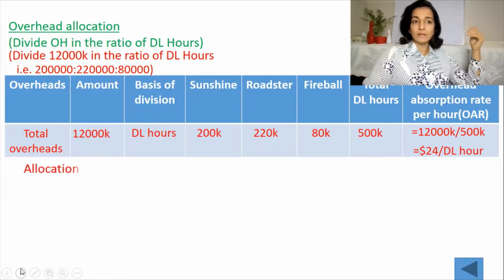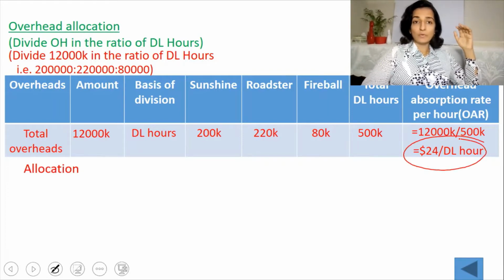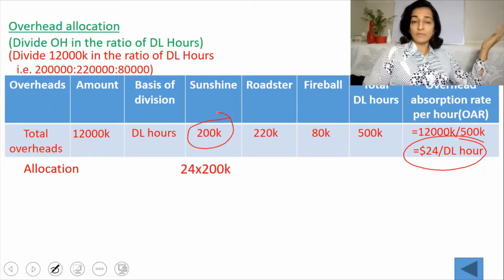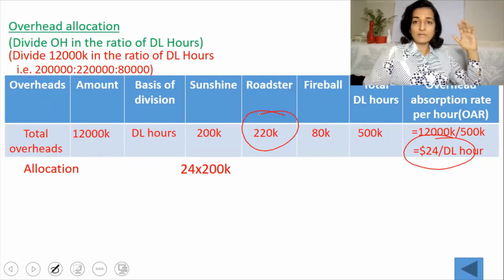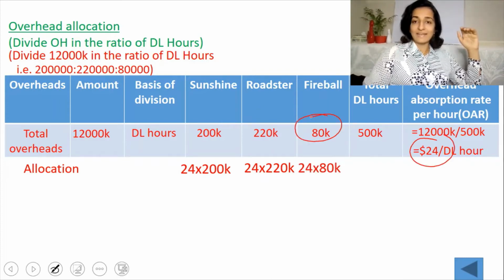Now we will go to the allocation part. For each direct labor hour, the overheads is $24. So Sunshine, which takes 200,000 direct labor hours, what is the overhead share? It is 24 into 200,000. Now coming to Roadster, for one direct labor hour, 24. Roadster takes 220,000 direct labor hours, so it is 24 into 220,000. And for Fireball, it is 24 multiplied by 80,000 direct labor hours.